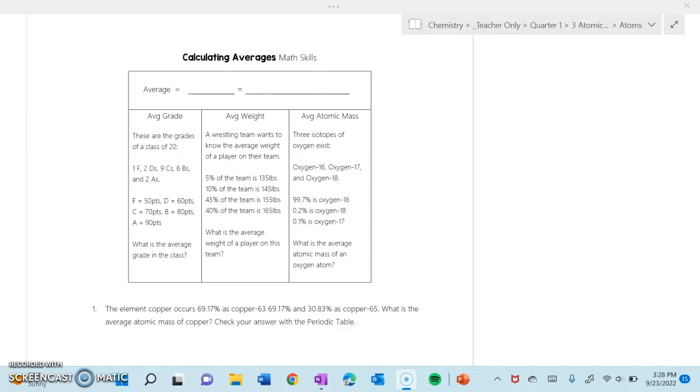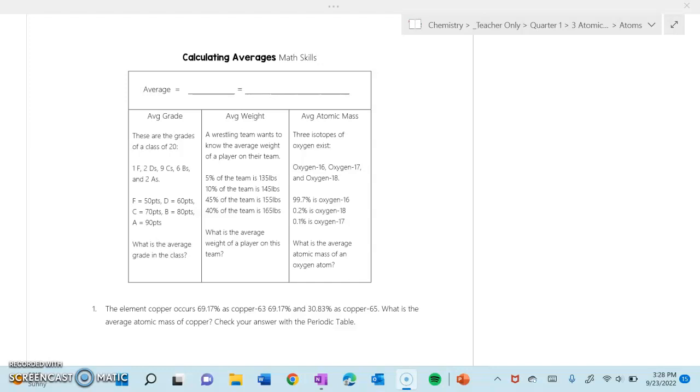Today we are going to be calculating averages and reviewing what it looks like to calculate an average, and then apply that to average atomic mass so that we can calculate the average atomic mass given the mass and how many of them there are in a sample. So let's start by just reviewing what an average is.